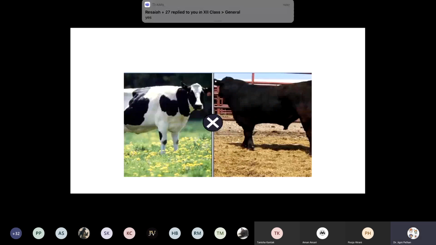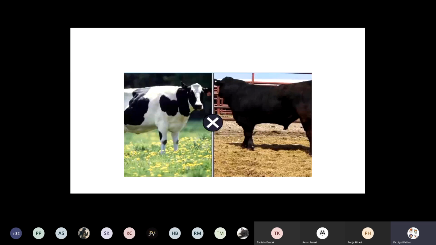Can you see the cow mating? I mean, the cross between the cows. Then fertilization happens. Can you see the fertilization slide?